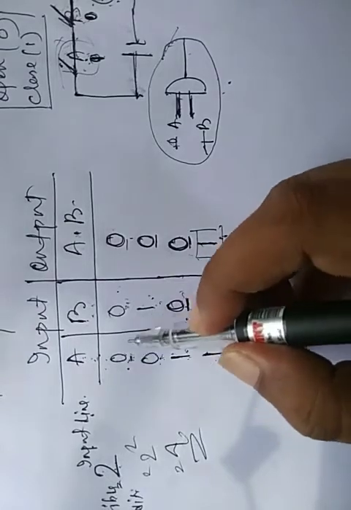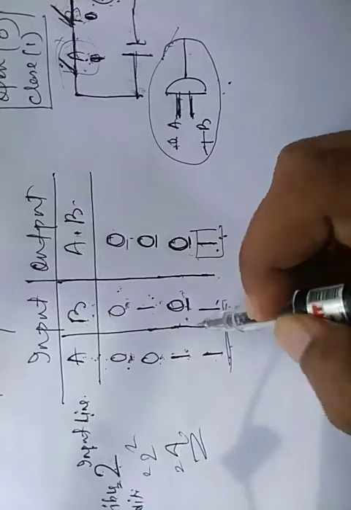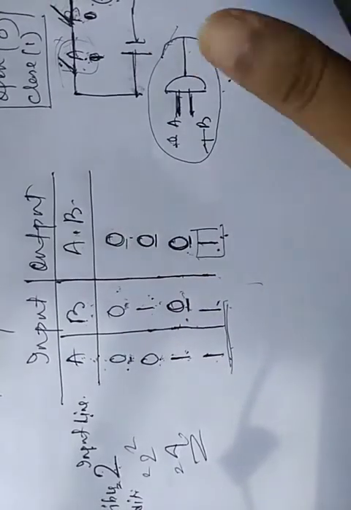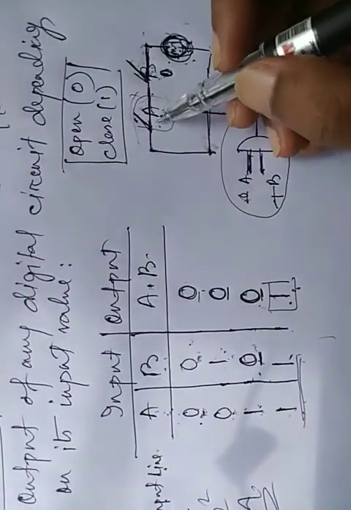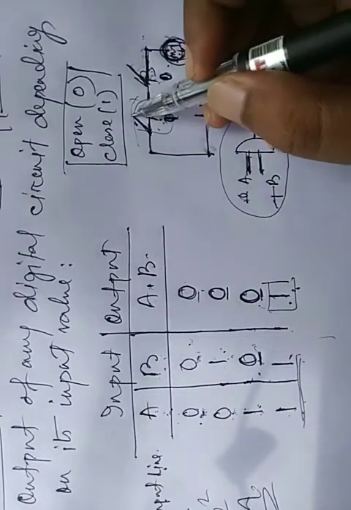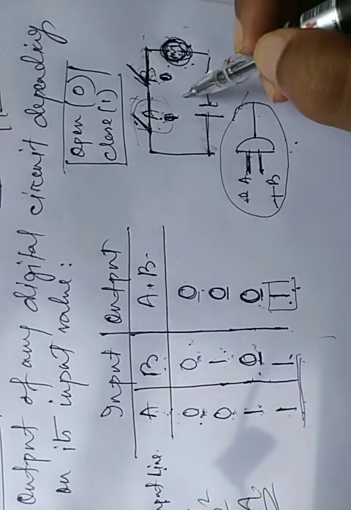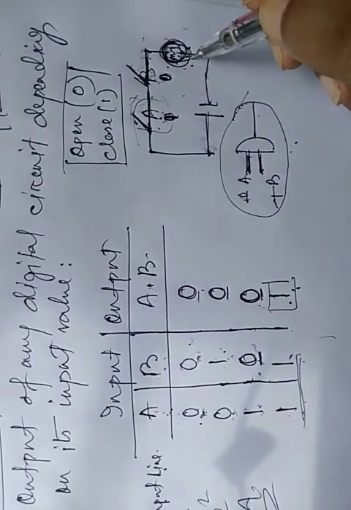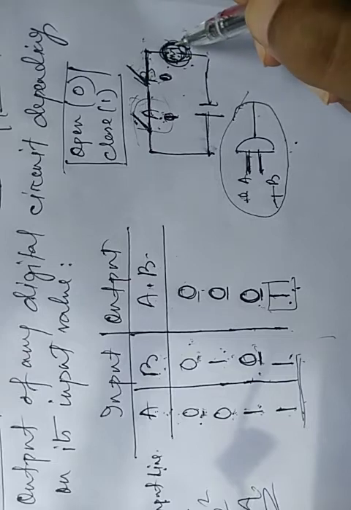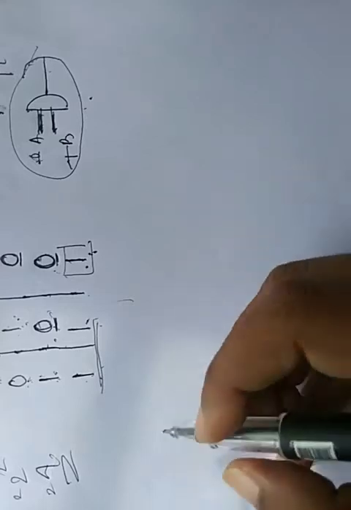Otherwise, if there is a 0 in any one input value, then the output will be 0. Why? Because as all the switches are in series, if any one is open, the circuit will be disconnected and we do not get the output value here. That's why, so what is our condition?